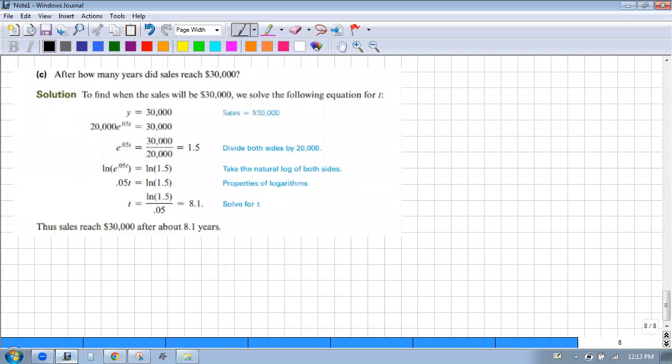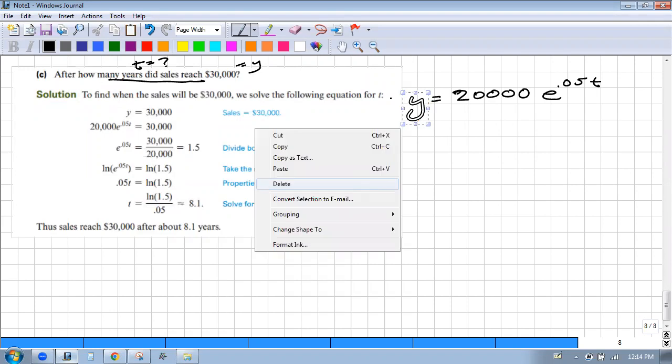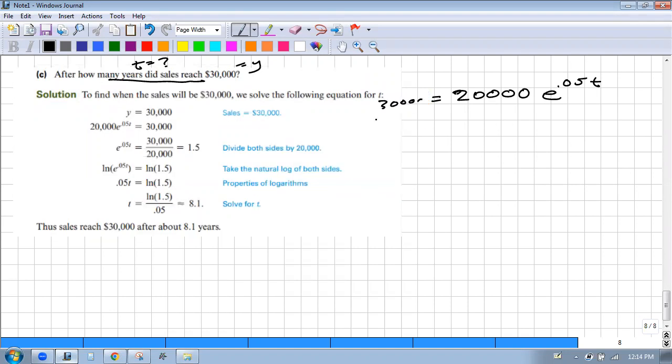So we have y equals 20,000 e to the 0.05 t. We derived that. They ask, after how many years did cells reach 30,000? So you replace cells with 30,000, and we have to solve for t. How do you do that? We'll divide both sides by 20,000. So we have 3 halves equals e to the 0.05 t.